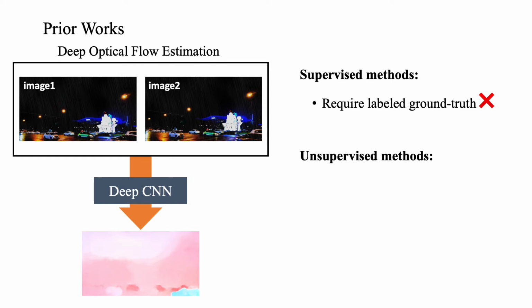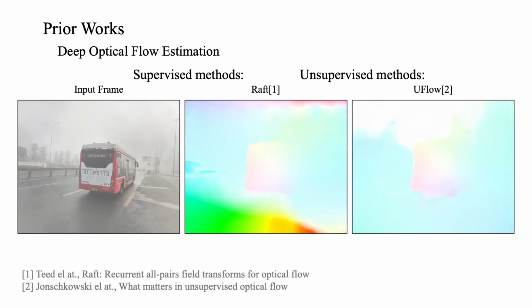Unsupervised methods can be trained on video sequences. However, they are error-prone in challenging scenarios because the basic assumptions of optical flow are broken. Here is an example in a foggy environment. The first column shows two input frames. The second column is the prediction of RAFT, which is the state-of-the-art supervised method. It suffers from the domain adaptation problem. The last column is the output of UFlow, which is an unsupervised method, where the optical flow in the sky is incorrect.